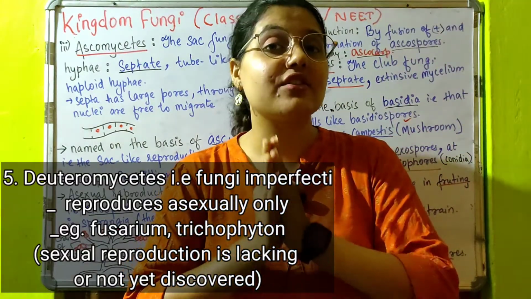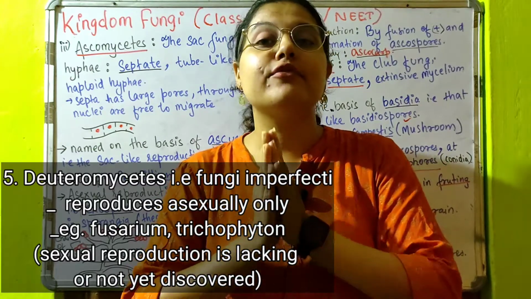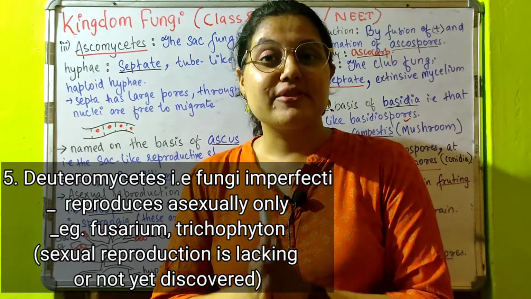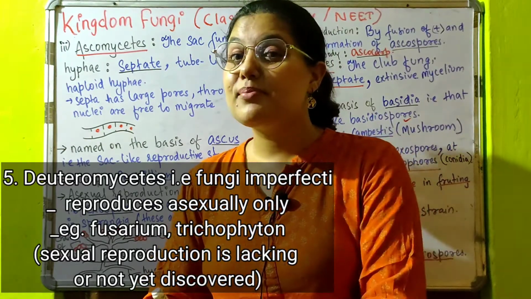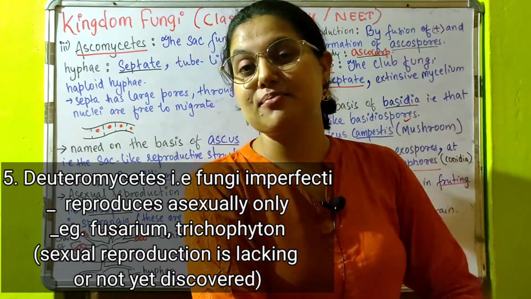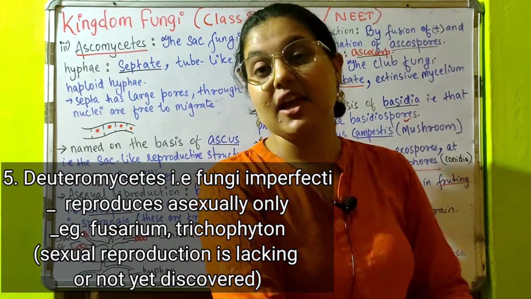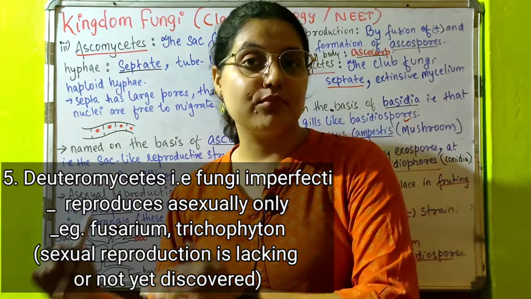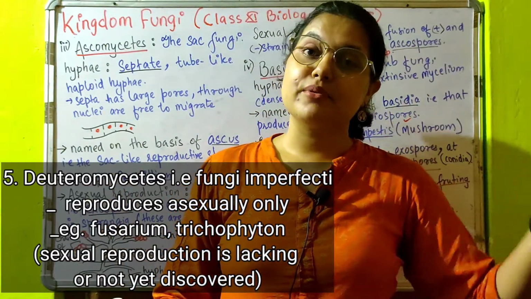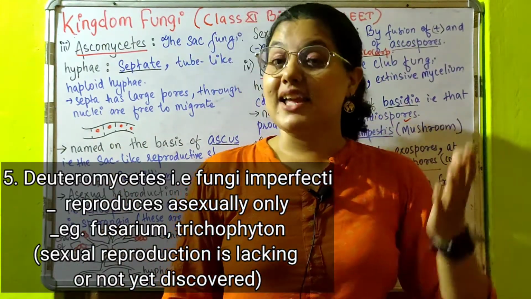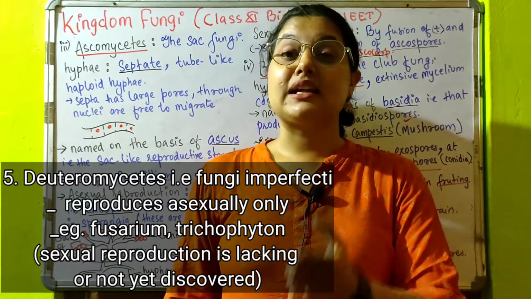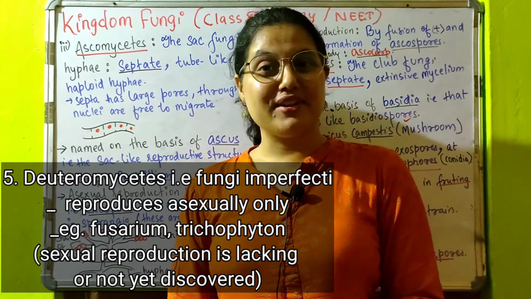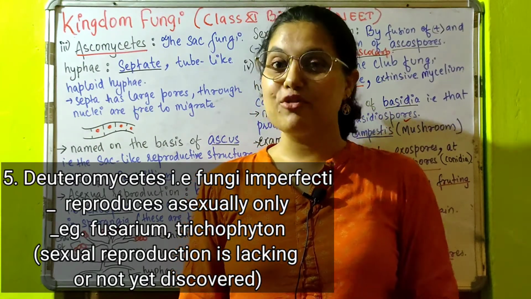That means this class of fungi is not yet fully classified. The day we recognize their sexual reproductive mode, we will place them inside basidiomycetes or ascomycetes. But till now we have not known their sexual reproductive mode. We only know that they reproduce asexually. That is the reason we are placing them in the class known as Fungi imperfecti, because we are not yet familiar with this class of fungi. I hope you got the thing.